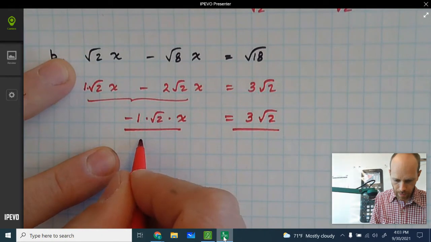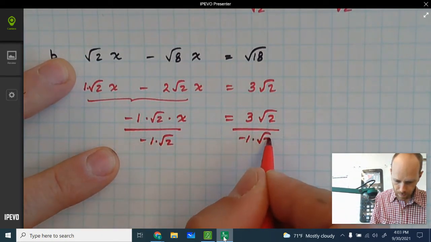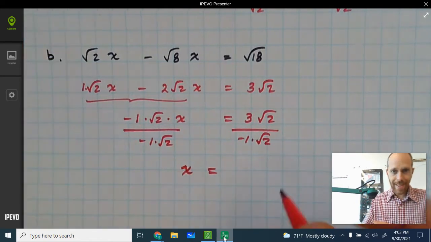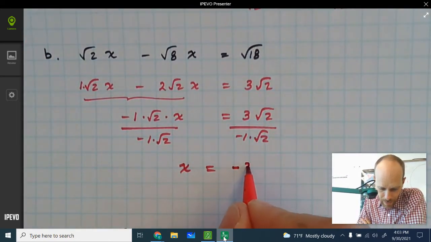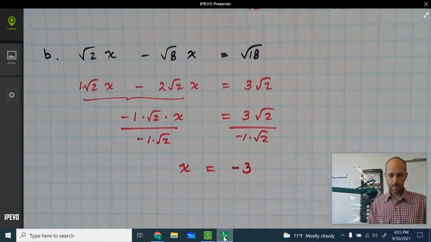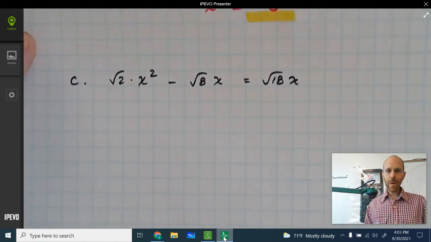Divide both sides by negative 1 times roots of 2. We get x on this side. On the other side, the roots of 2 cancel, and we're left with a negative 3. Last problem for today.